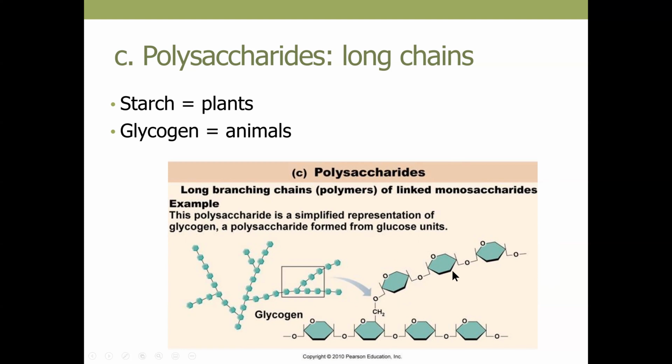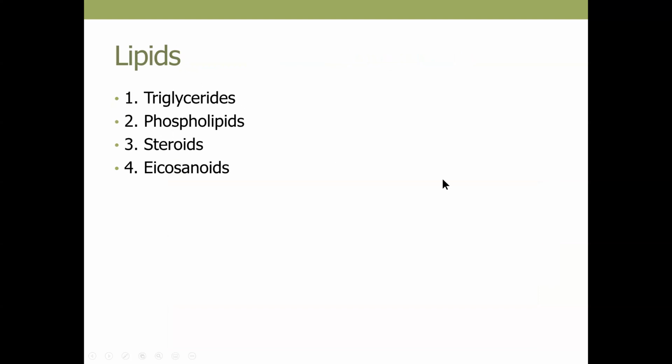Glycogen is a long term storage product and is in the muscles and the liver. Next is lipids. So we went over carbohydrates. The next category is lipids. We're going to look at triglycerides, phospholipids, steroids, and eicosanoids.